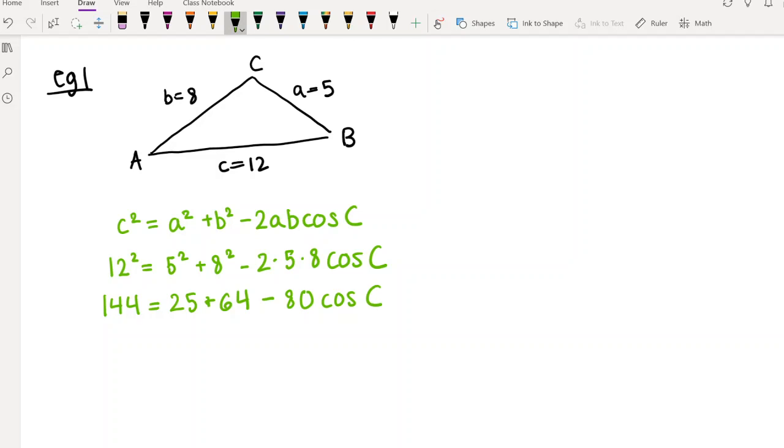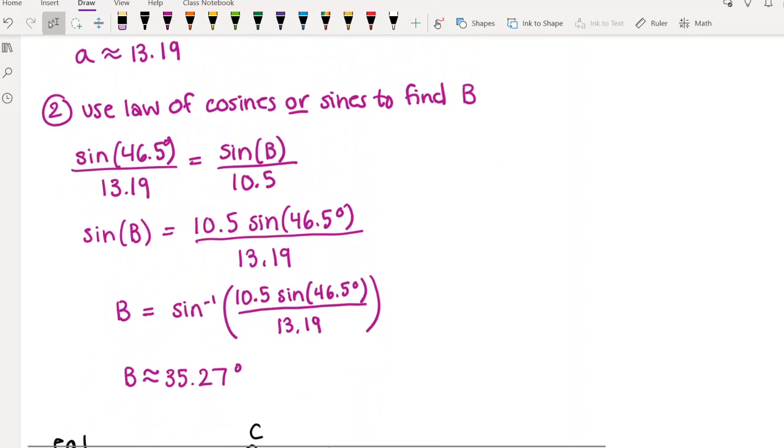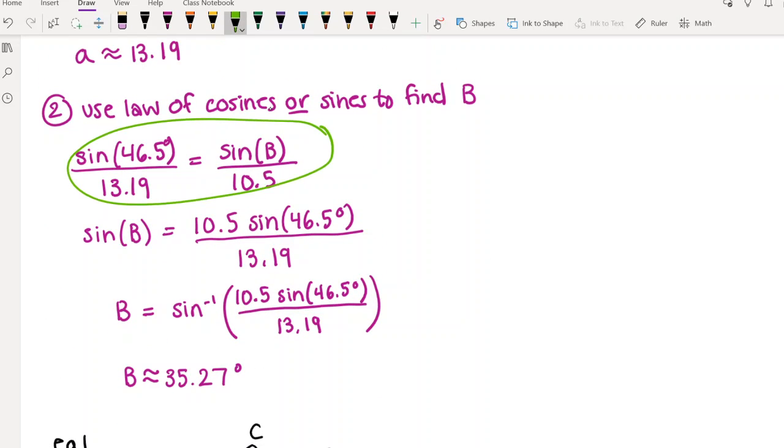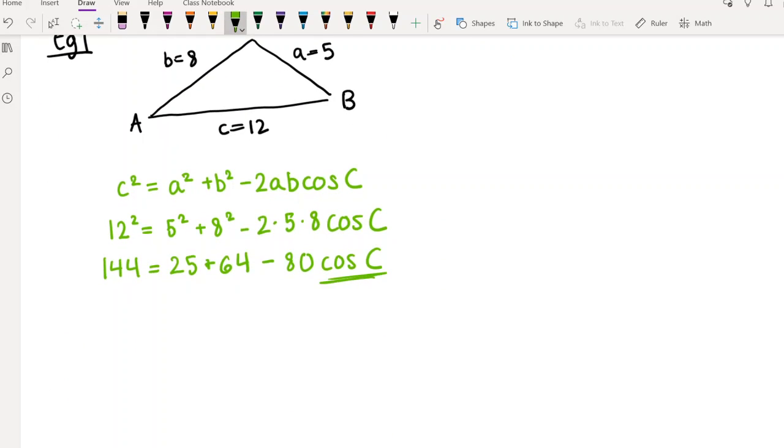So where are we going from here? We want to isolate cosine of C, basically. This is going to be similar to the law of sines example that we did. When we were trying to find an angle, we started by isolating sine of that angle, because then we could use inverse trig. So similarly, we want to isolate cosine of C. How are we going to do that?